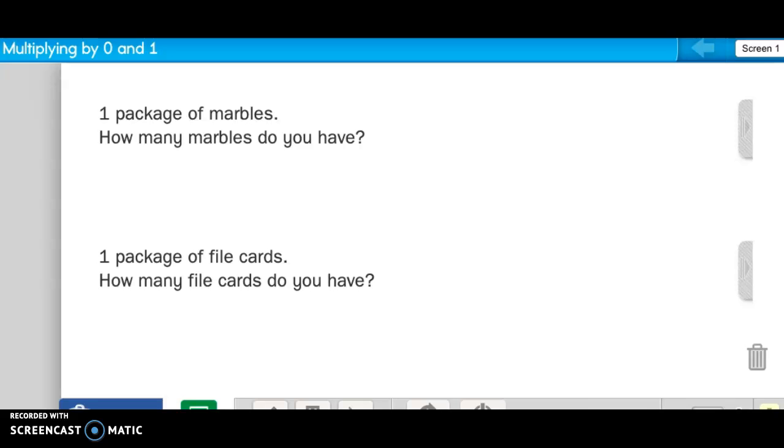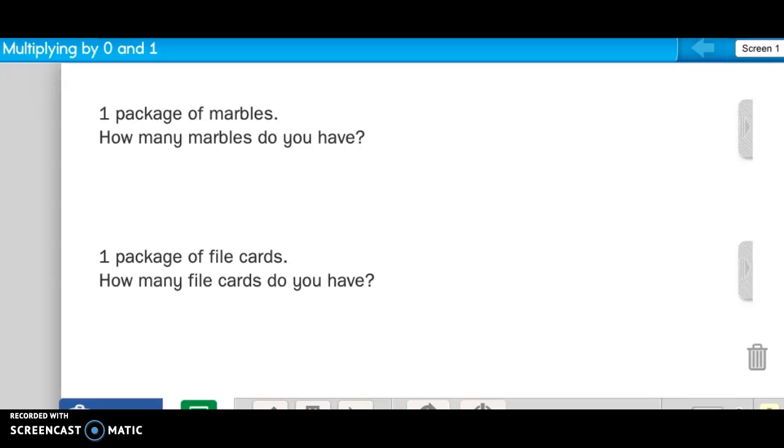We have been learning about multiplication. We have learned how to multiply by twos and fives and tens. For twos, you can just double the number or count by twos. For tens, you count by tens. And for fives, you count by fives.